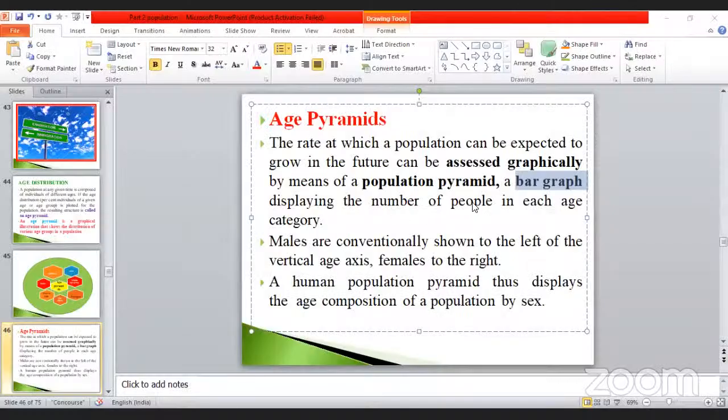Okay, see here. That is called a bar graph, displaying the number of people in each age category. I already saw it, isn't it? The males are coming here. You have to separate it. For example, the baby is there, isn't it? How many male babies, how many female babies? We can calculate, likewise, for each and every age group.